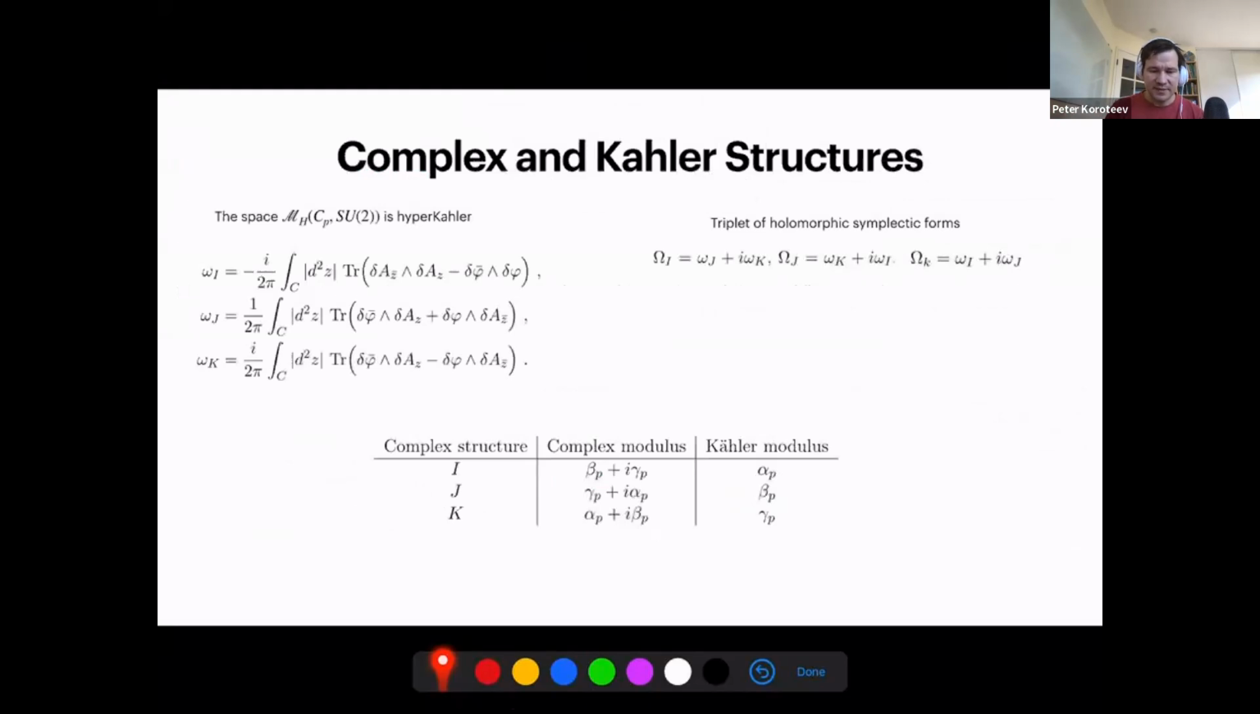MH is a hyperkähler space. You can write three different complex structures: omega I, omega J, and omega K. Here is the standard formula for it. Delta is the co-derivation, and then we can also write down the triplet of holomorphic symplectic forms, big omega I, big omega J, and big omega K, which are the following linear combinations of these three.